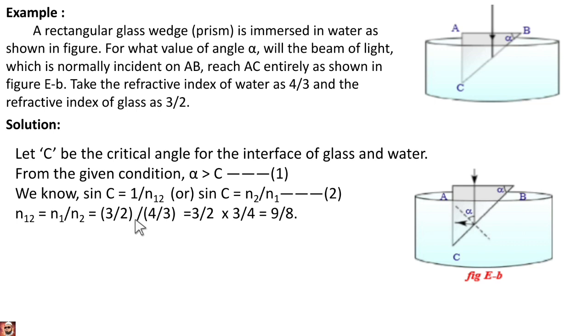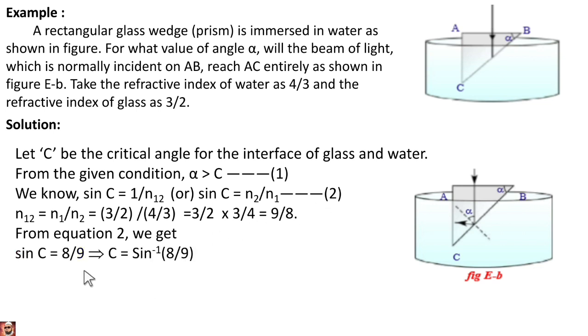When you substitute these values, you get 3/2 by 4/3. When you do the cross multiplication, 3/2 into 3/4, you get 3 times 3 is 9 and 2 times 4 is 8. So the n12 value is 9/8. Now from equation 2, sin C is equal to n2 by n1, which is 8/9. So C is equal to sin inverse 8/9, and this gives the angle 62 degrees 30 minutes.